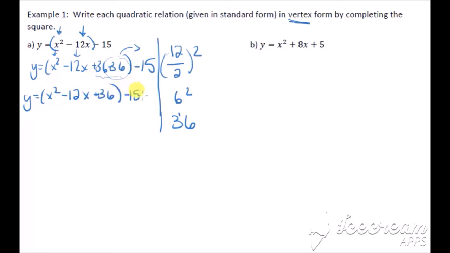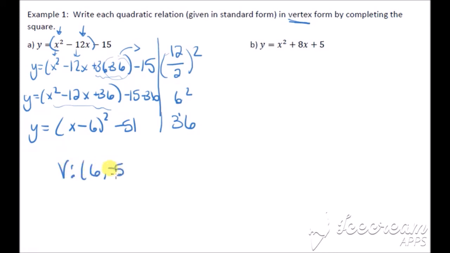So negative 15, negative 36. This here, we should be able to factor. If you can't factor it, then your answer is most likely wrong. When we factor this, it is a perfect square. It's x minus 6 squared. And then all we do is we go negative 15 minus 36. I get negative 51. And then that's it. If we wanted to state the vertex, it would be 6 comma negative 51.